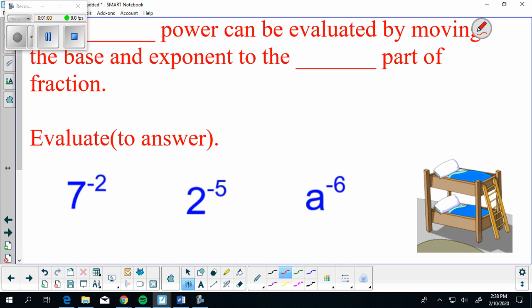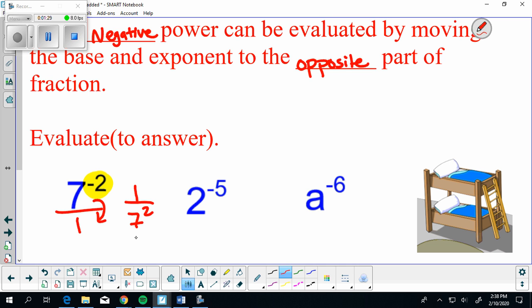All right, and here's where the meat of the lesson is today. Negative powers. If it is a negative power, it can be evaluated by moving the base and the exponent to the opposite part of the fraction. Because I have 7 to the negative 2 here, it makes it an unhappy fraction. So I can move it to the opposite part of the fraction, and when I do that, I copy everything except the negative. This ends up being 1 over 49.